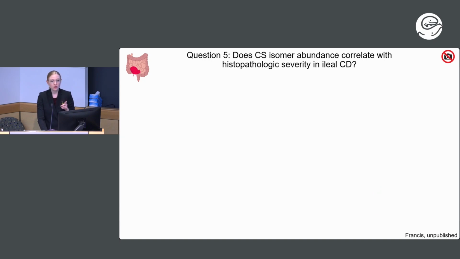Then when I looked at correlation with disease activity for ileal Crohn's disease, I couldn't necessarily do the disease activity scores as well, because remember, ileal Crohn's disease affects the small bowel. The symptoms can be a little more vague, so they're not as easily quantified and scored as colonic Crohn's disease or ulcerative colitis. So I'm just showing you the histology data here.